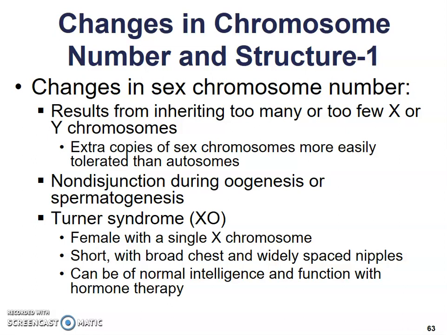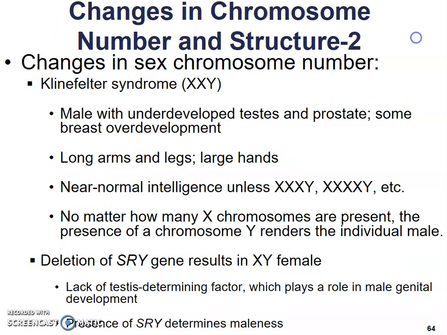Turner syndrome is when a female is born with only 1 X chromosome. Generally, they are short with a broad chest and widely spaced nipples. And they can be of normal intelligence and function normally with hormone therapy. Klinefelter syndrome is when a male has an extra X chromosome, and it results in males with underdeveloped testes and prostate and some overdevelopment of the breast. People with Klinefelter syndrome often have long arms and legs and large hands.